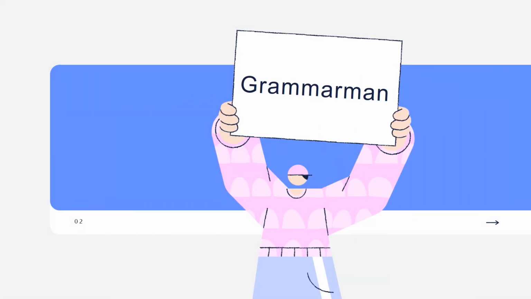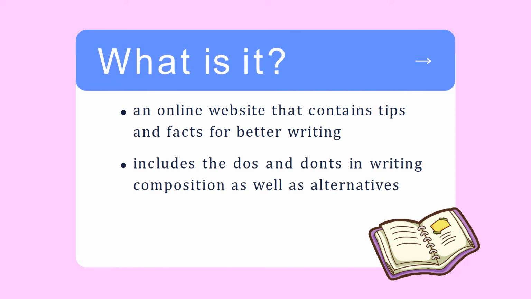Second is a material specialized to improve grammar correctness and sentence construction in writing. This is called Grammarman. Grammarman is an online website that contains several tips and facts in writing. It includes the do's and don'ts in writing composition, as well as alternatives that students can use whenever they are stuck on the writing. This material is where students of an asynchronous class can best consult on their queries that teachers sometimes cannot address.